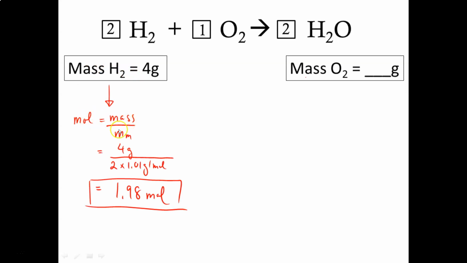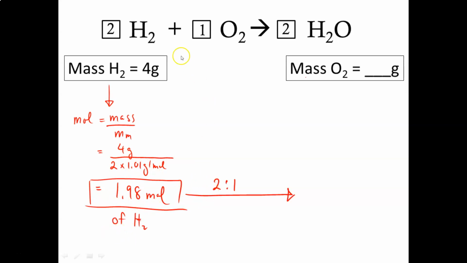So mole is equal to mass divided by the molar mass. We've got the mass, 4 grams. Molar mass is 2 times 1.01 because hydrogen is diatomic, and notice how it is by itself, so you're allowed to have it as diatomic, H2. And there's 2 hydrogens, so 2 times the 1.01 grams per mole. Again, we can find the 1.01 grams per mole from our periodic table. Divide those two numbers and you get 1.98 moles of hydrogen.